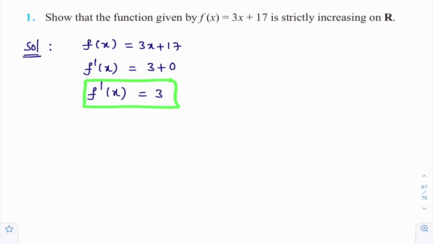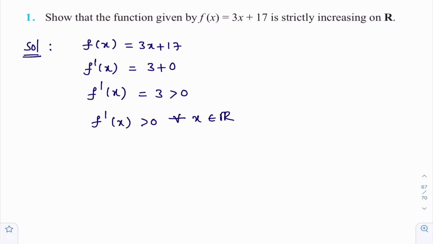What is f dash of 2? f dash of 2 also 3. What is f dash of 5? f dash of 5 also 3, because this is nowhere dependent on x. This is constant. f dash of 100 is what? f dash of 100 is 3. f dash of minus 100 also 3. So it is clear that this 3 is greater than 0. So you got that f dash of x is greater than 0 for any real value of x.